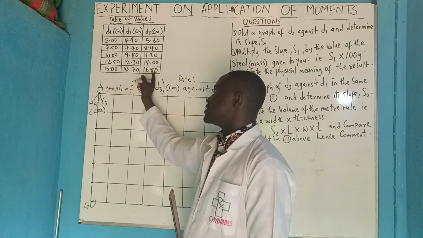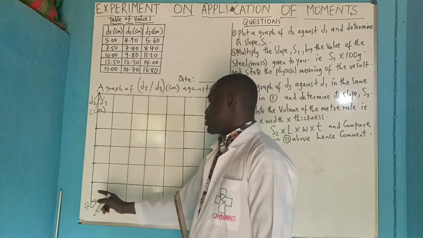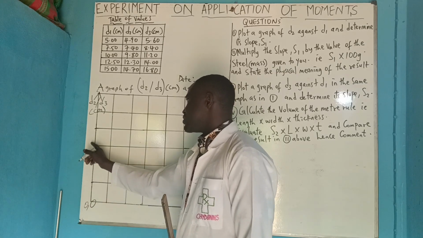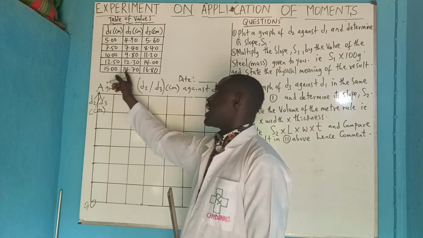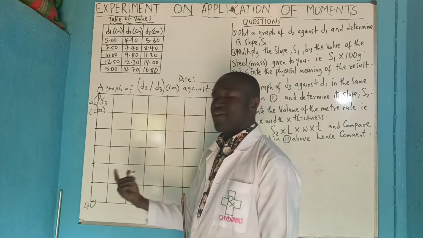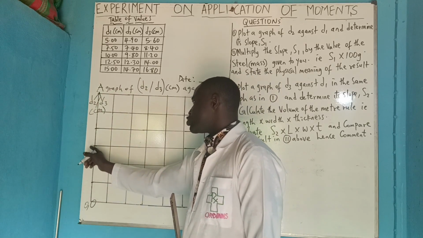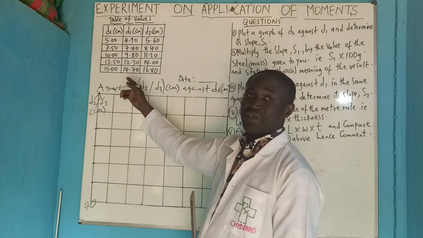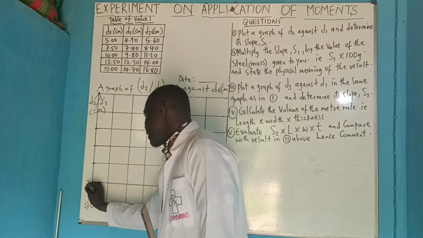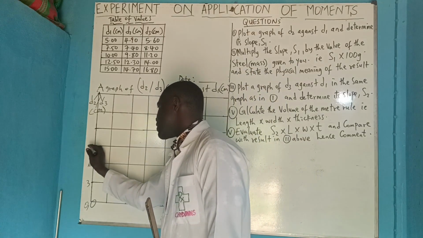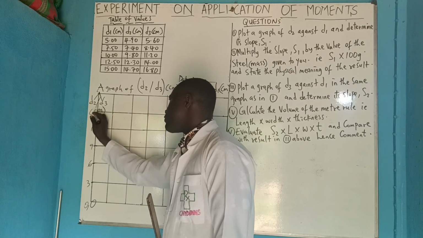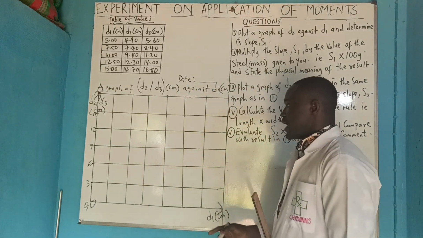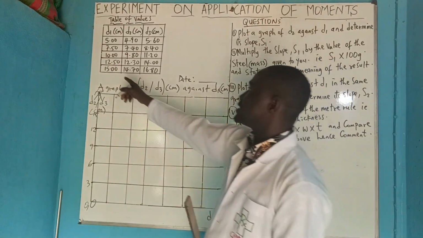Now watch. 2, 4, 6, 8, 10, 12. It cannot accommodate this. If I go by 3, 6, 9, 12, 15, 18, it can accommodate the 16.8. I can also go by 4, 8, 12, 16, 20, 24. So 3 and 4 can go for this vertical axis. I can write 3, 6, 9, 12, 15, and 18.